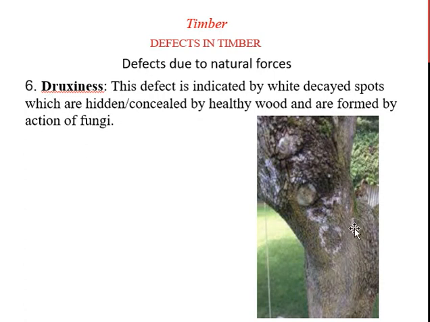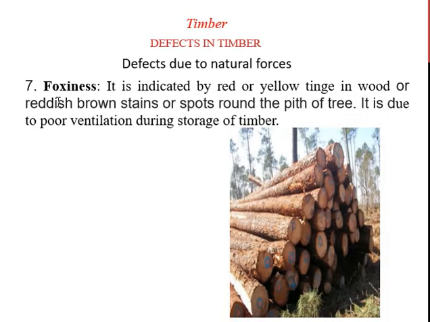From this diagram you can see white-like patches which appear on the surface of the timber. If such a defect is found, then it is known as drunkenness. The next type of defect is known as foxiness. In this type of defect, due to poor ventilation during the storage of the timber, yellowish or reddish tinge-like spots are found on the pith of the tree. Such a defect is known as foxiness.